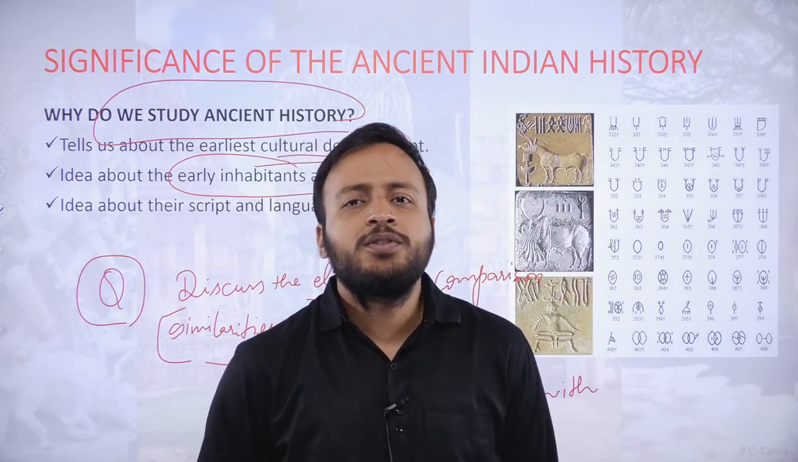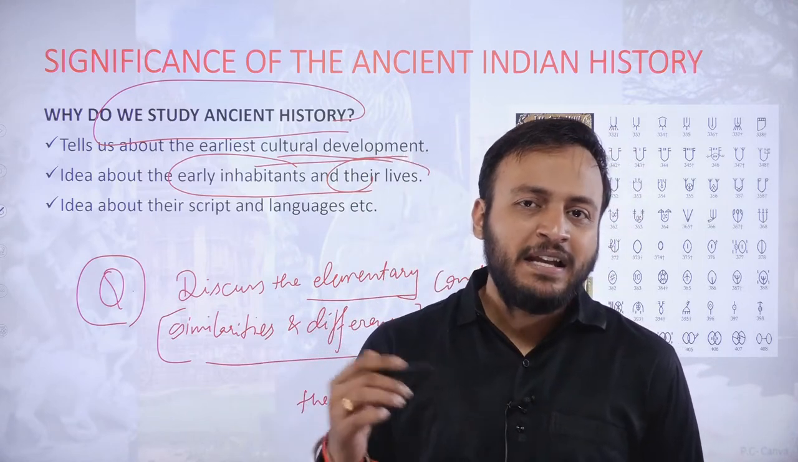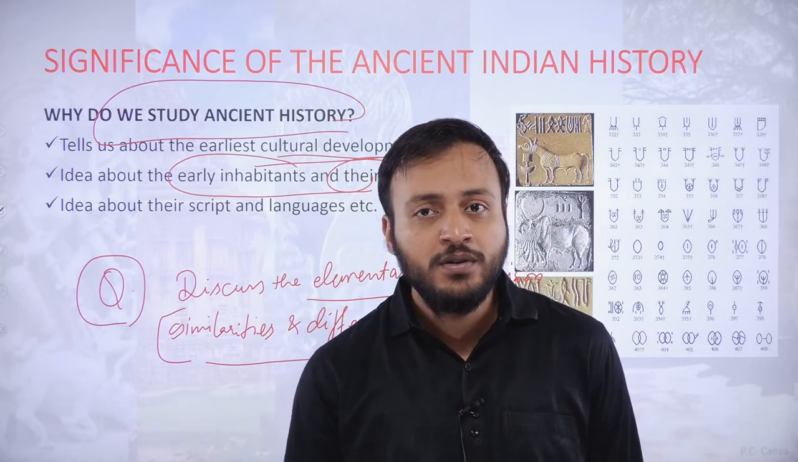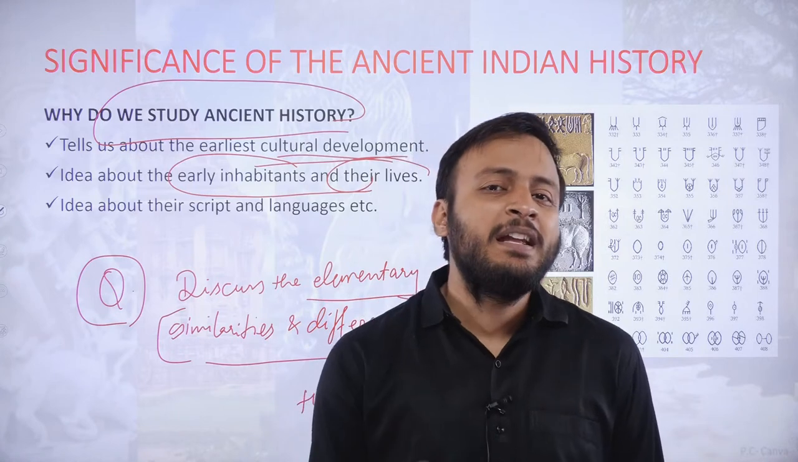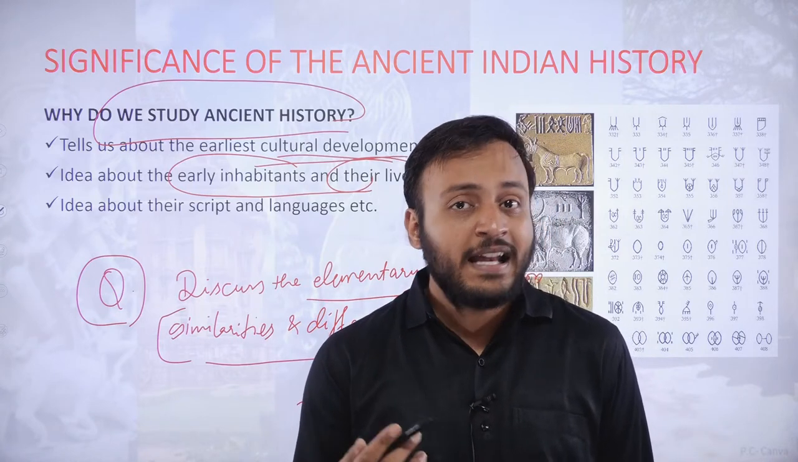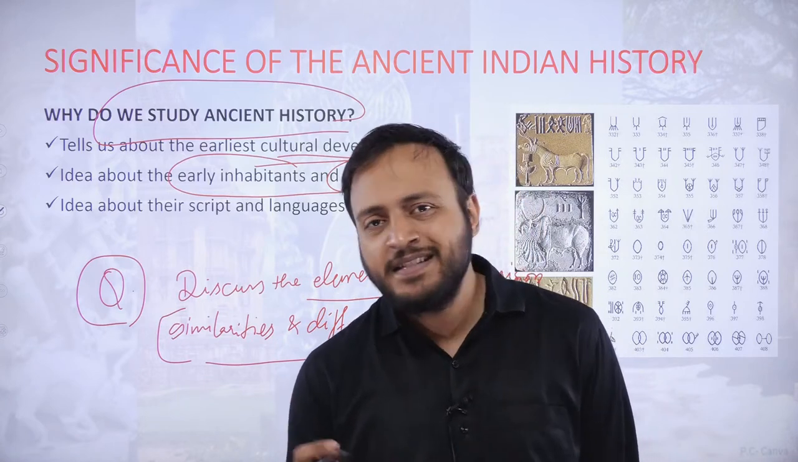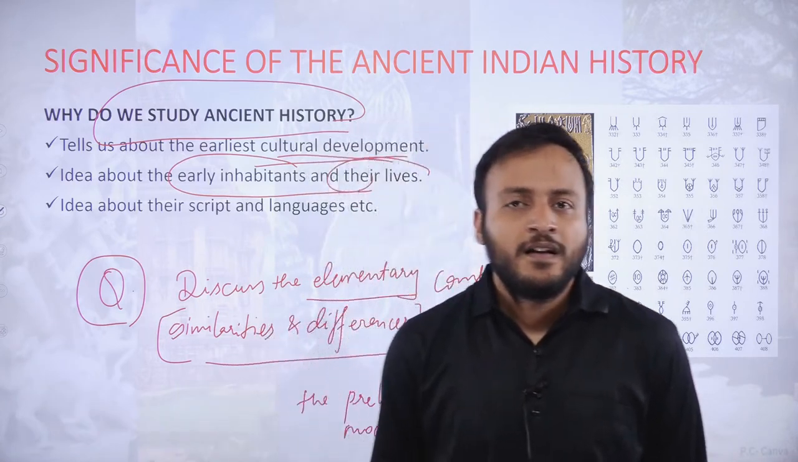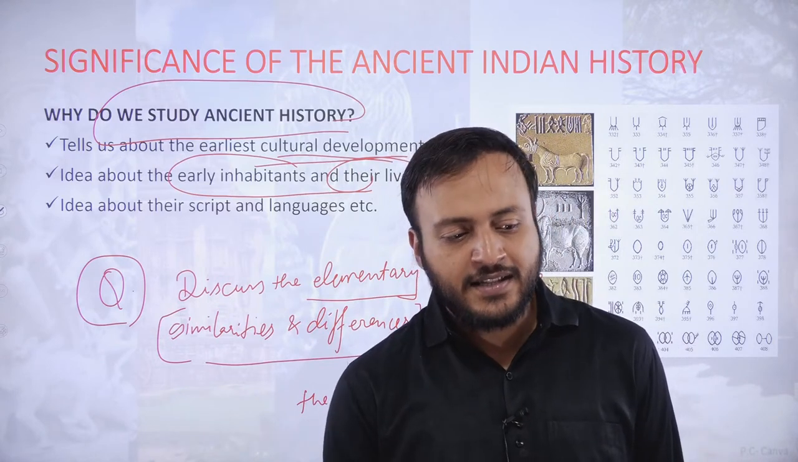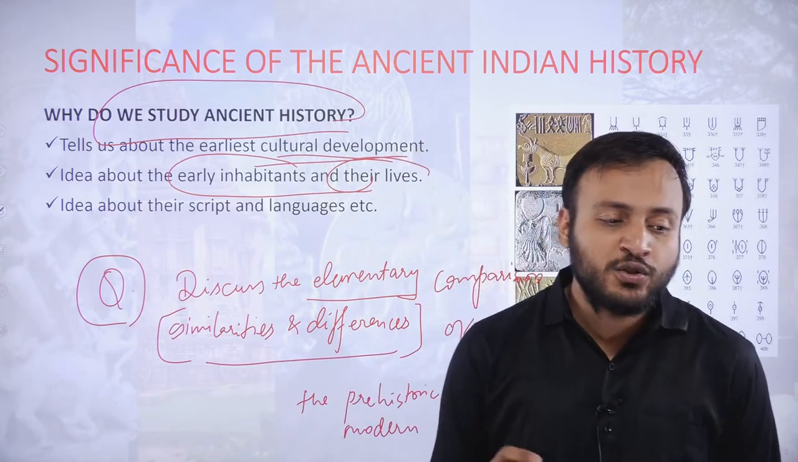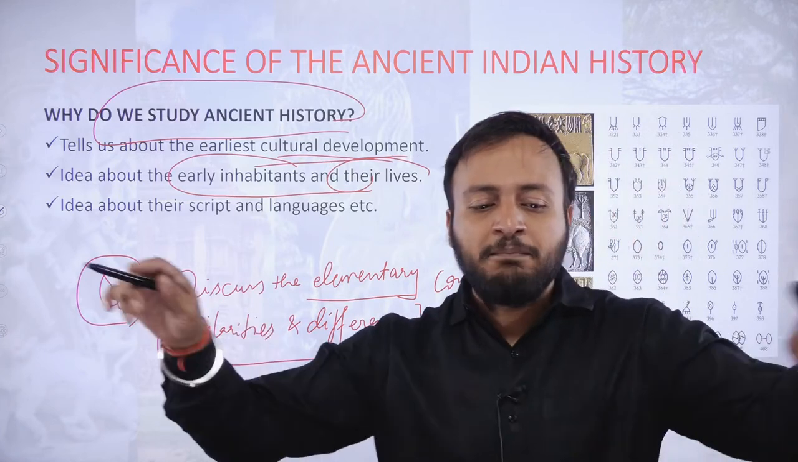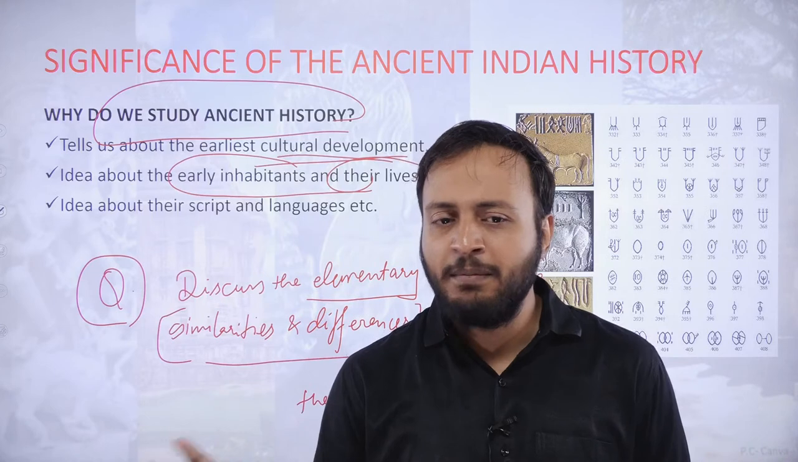Suppose we talk about Bhimbetka. There we see paintings of birds perching on the ground, which means probably grains were already in use. Or we see paintings where a few people are dancing together. This collective dance indicates that the people had started living together and celebrating occasions together. That means the beginning of social life had already started.